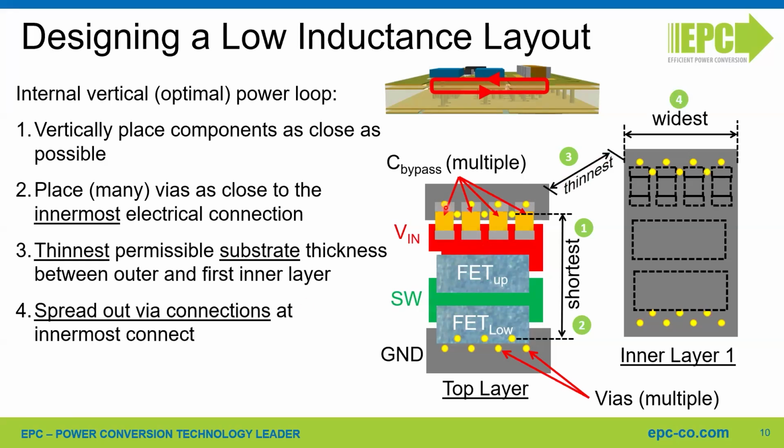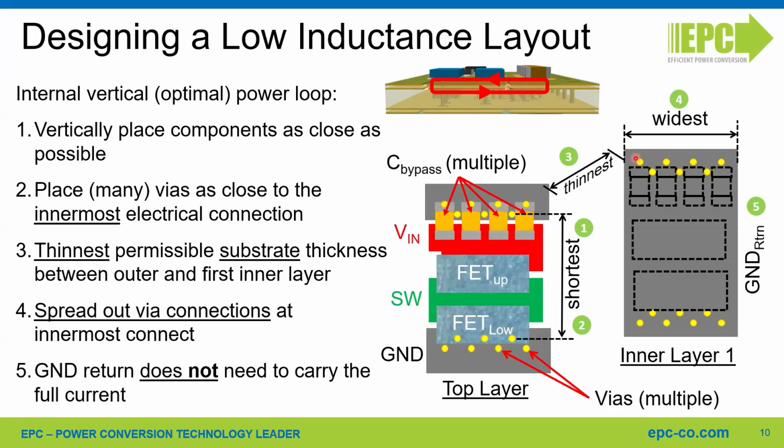And then the vias connections are spread to create a wide path, and also multiple bypass capacitors are used to create a wide return path for the currents. And it is worth noting that the first inner layer is focusing on the return path of the switching edges. So it doesn't need to carry all the DC current from the converter, but it needs to be designed with the focus on the switching edges and to minimize the inductance.